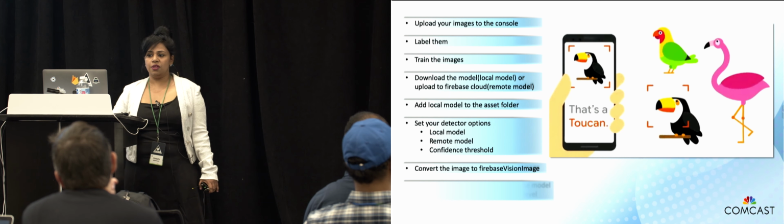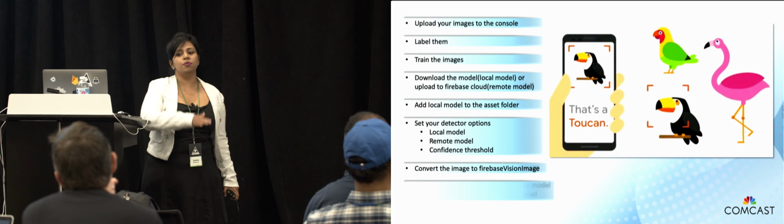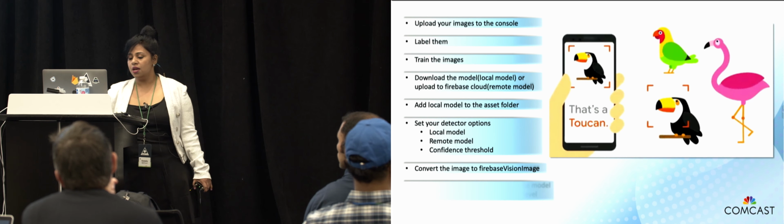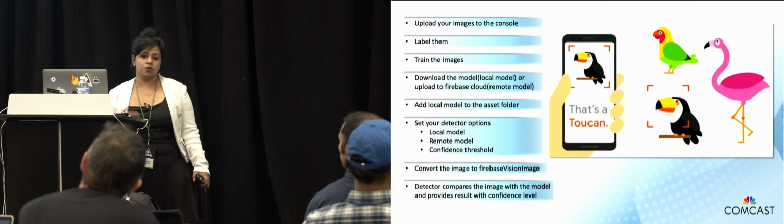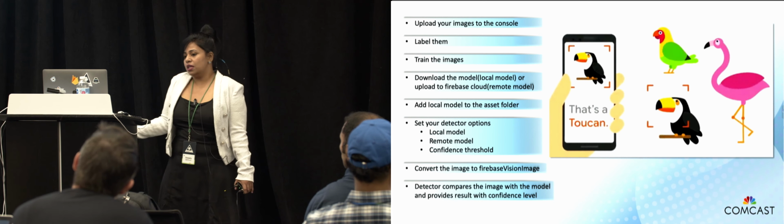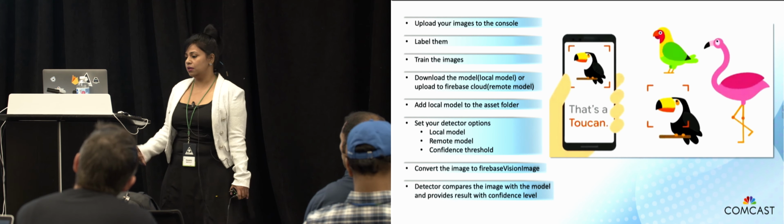After that, again, the same thing. Any image you're taking needs to be converted to a Firebase Vision image, and then you give it to the detector, which will give you results. If you want the label or the confidence level, it will give you those results.